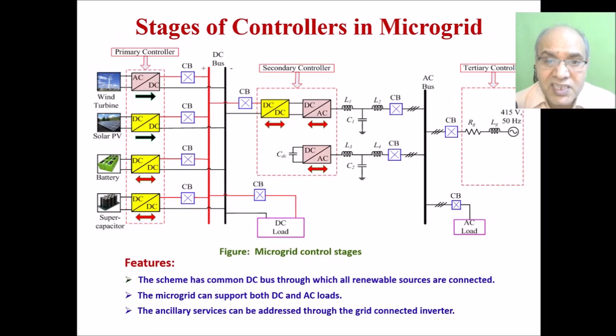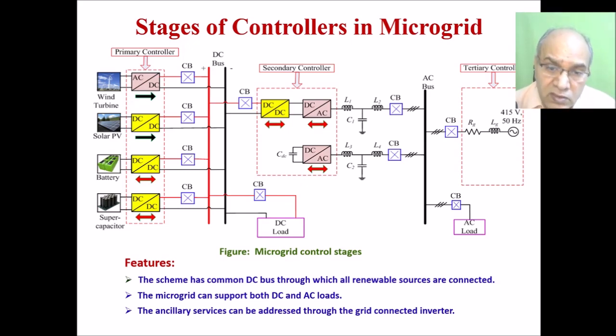As I said, at each level we need certain controllers. The controller will take care of the action of controlling the relays, the circuit breakers, the switching of the converters, or the charging and discharging of the storage. So all these parameters are coordinating with each other in a certain hierarchy or in certain communicated ways.